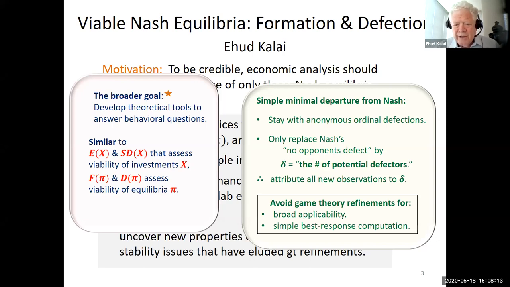By not going into game theory refinements, which would have been very tempting given what I'm going to talk about, I avoid many of the pitfalls involved in the game theory refinement literature. As you remember, game theory refinements were not uniform. Different refinements were used for different games, and the best response computations could be quite complex, exceeding the computational complexity of even very rational players. So I'm going to stay away from this to keep these advantages, but I will talk about possible other approaches later in the talk when we have time.